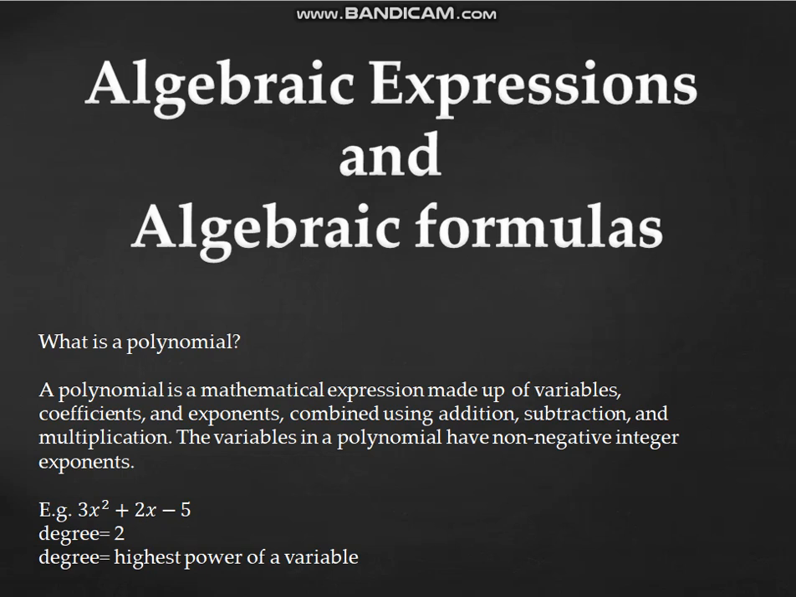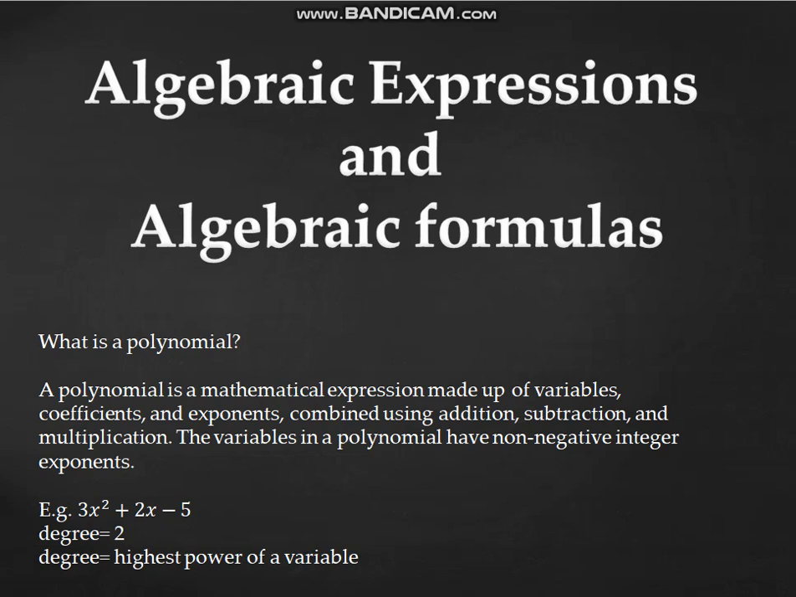So as you can see, a polynomial is a mathematical expression which is made up of variables, coefficients, and exponents combined using addition, subtraction, and multiplication. The variables in a polynomial have non-negative integer exponents. As you can see in the example given here, there is 3x squared plus 2x minus 5.